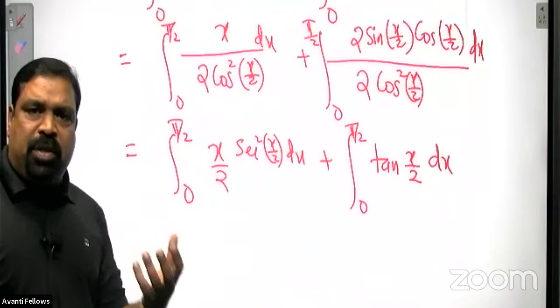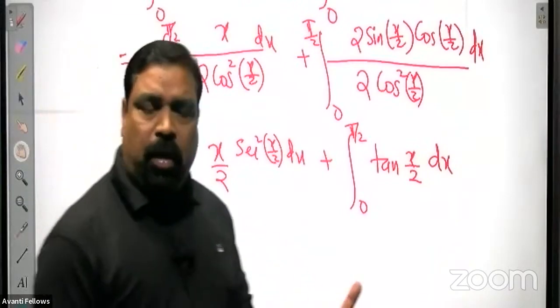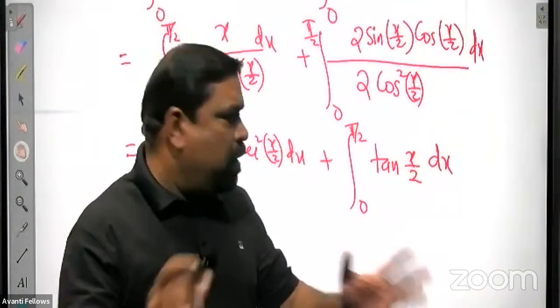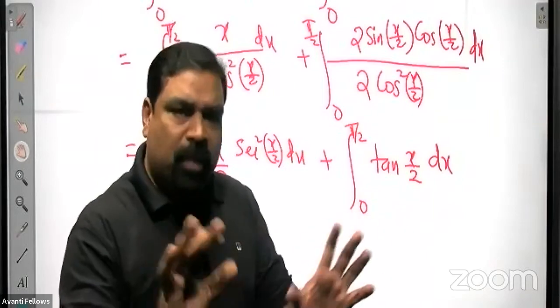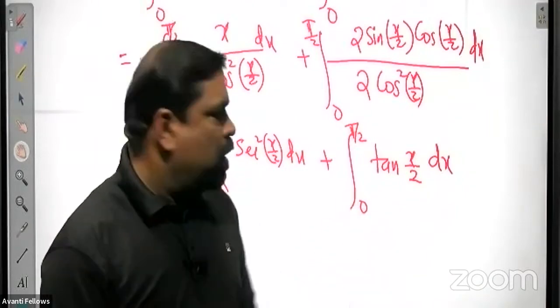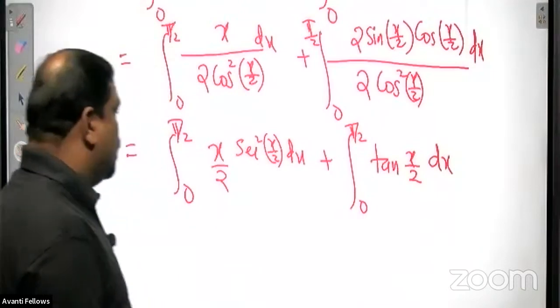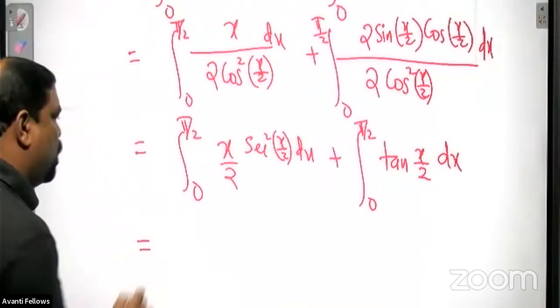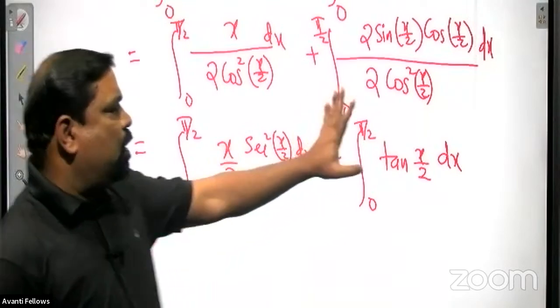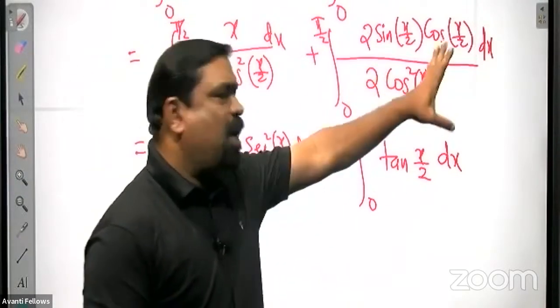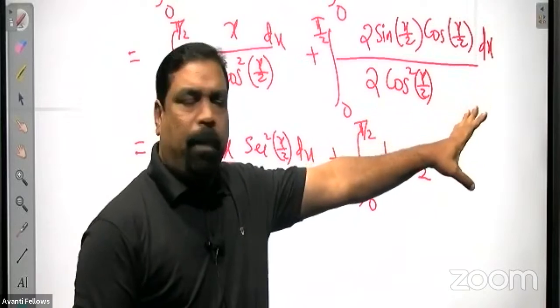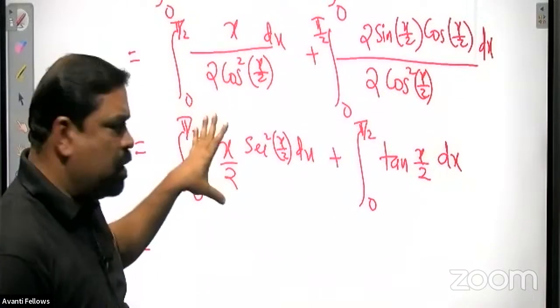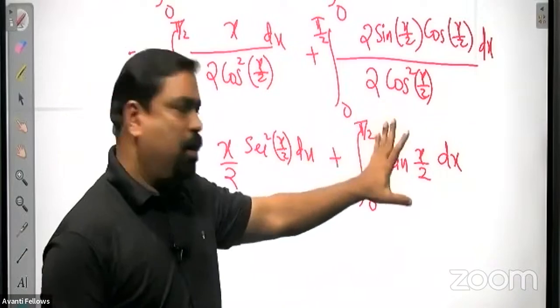So we have not started the integration yet. Before integration, we have done some simplification. Now we are going to start the integration. What to do? The first integral only we will integrate. The second integral we will keep as it is.